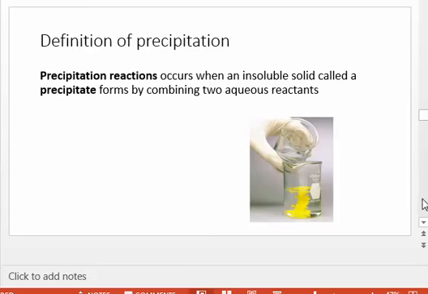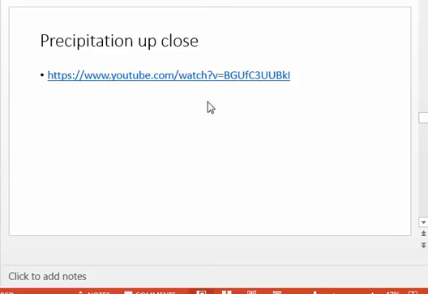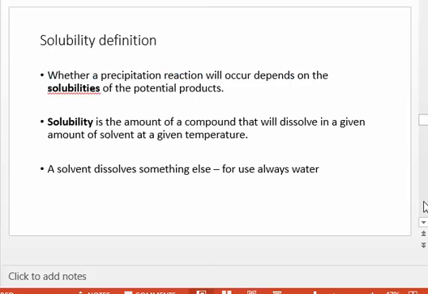There's a link in Canvas to a close-up and slow-motion video of precipitation reactions. It's only a few minutes long and well worth the time to view.